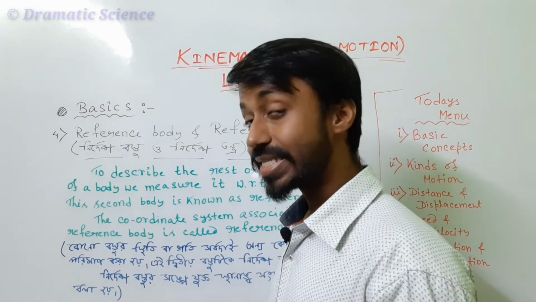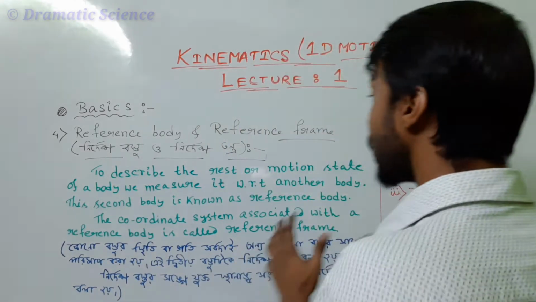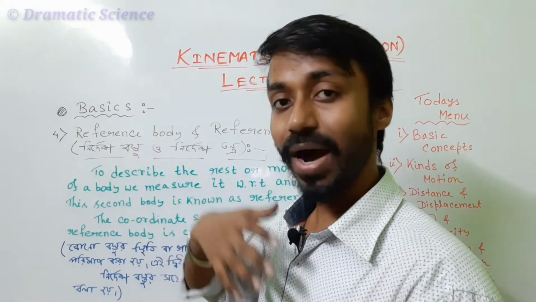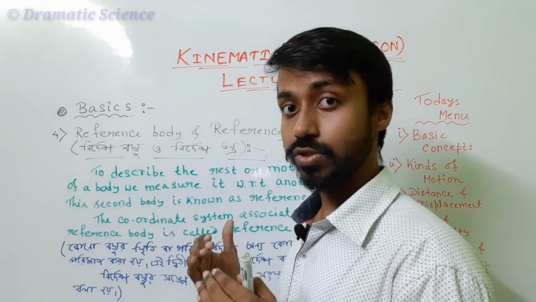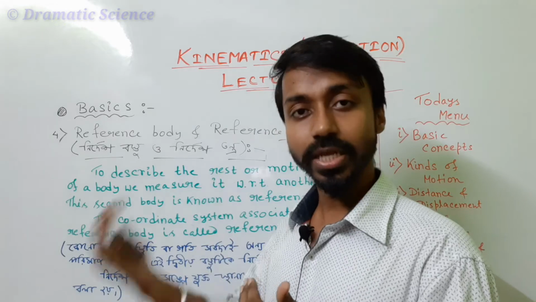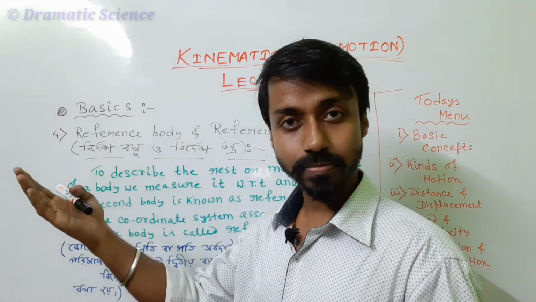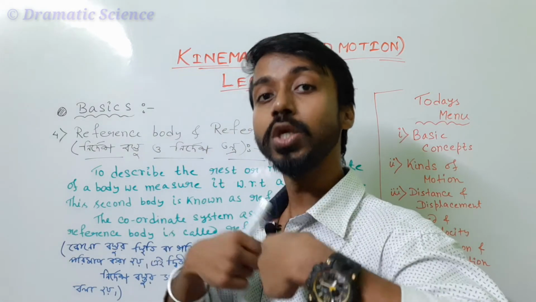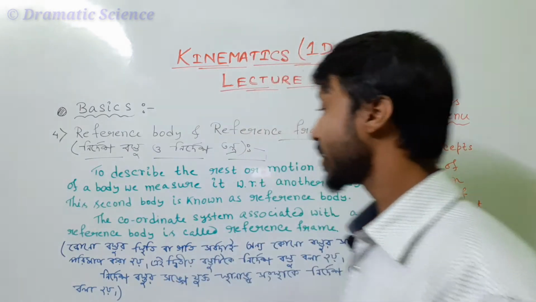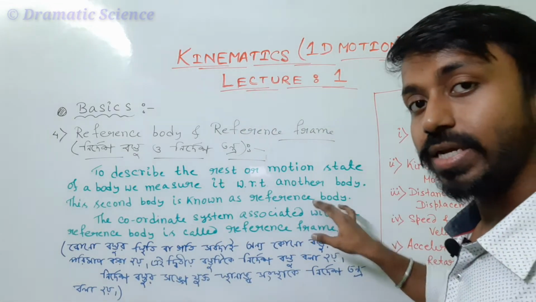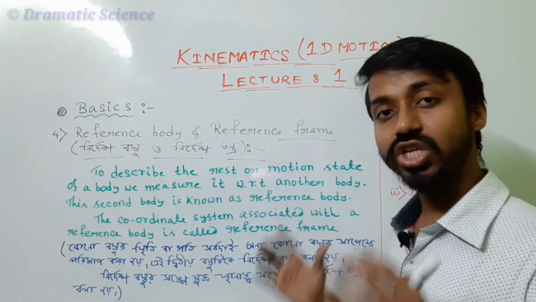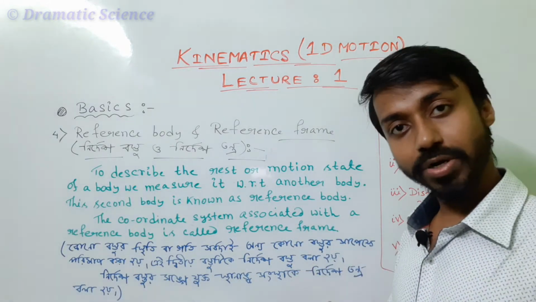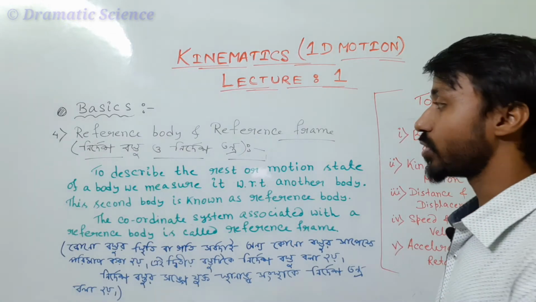Concept number 1. Second, what does the person see? The person who is simply at the bus stop will see that you are moving on a bus, but he is at rest. Understand the difference. Basically, motion changes with respect to one another. If you measure the motion of that person with respect to you, then you will be treated as the reference body, and the coordinate system, the position associated with yourself, will be called the reference frame. Got it? So this is the concept of reference body and reference frame.